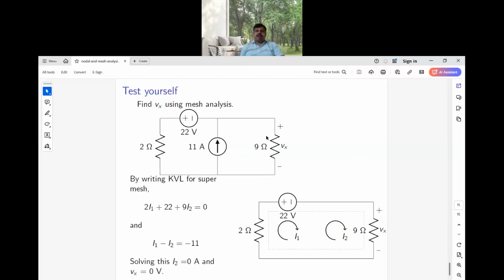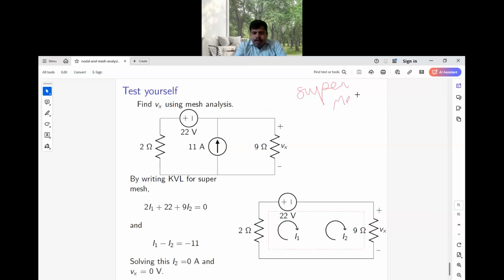So now we will see one or two examples and wind up this session. Here you are given a question like this: find Vx using mesh analysis. Vx is the voltage across this one. In this, there are two loops, one loop here and one more loop like this. In between these two loops, one current source is there. This case is a super mesh.